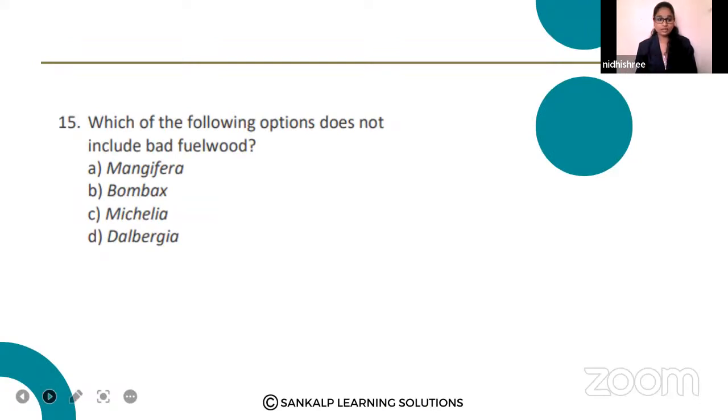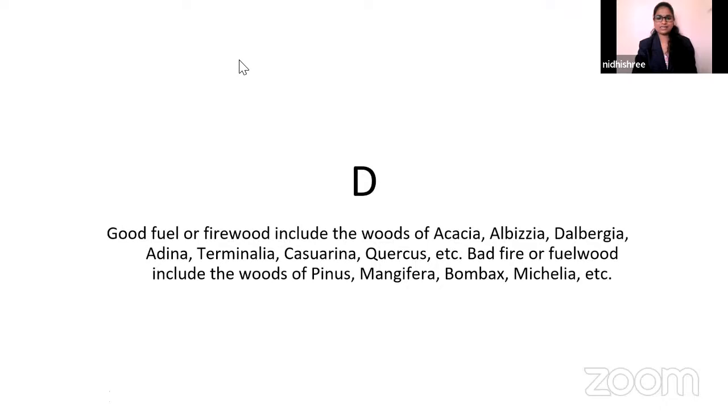Which of the following options does not include bad fuel wood? Mangifera, Bombax, Michaelia, Dalbergia. I got two answers. Harshita answered option B. Purvi voted for option A. Samrintaj voted option D. Fine. Most of you answered option D. Option D, good fuel wood includes woods of acacia, albizia, adena, terminalia, casuarina, and bad fuel wood includes woods of pinus, mangifera, bombax, michaelia. Right. Next.